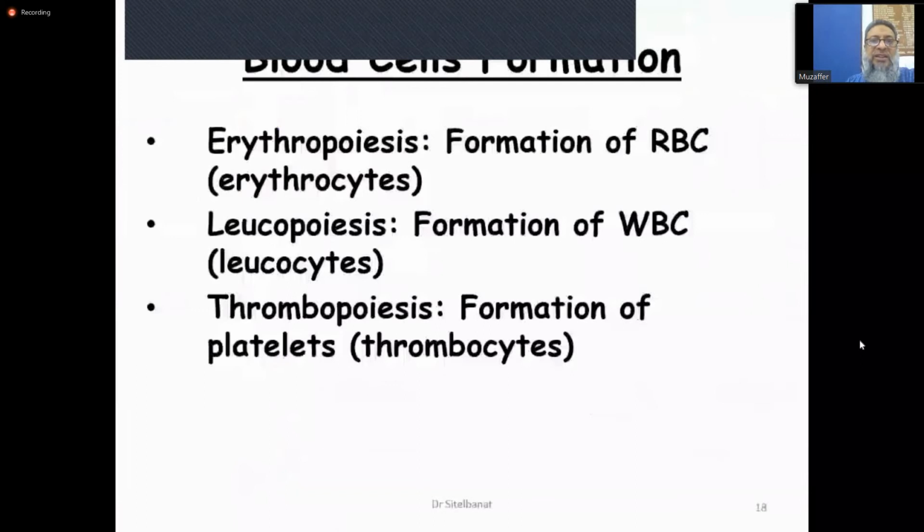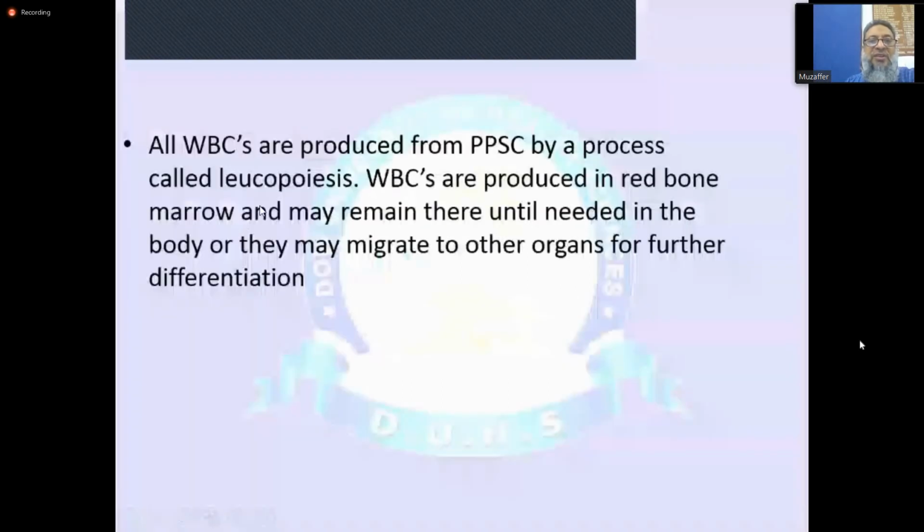We all know that these cells are formed from the very basic hematopoietic stem cell. When we talk about leukopoiesis, it is the formation of WBCs or leukocytes. When we talk about the formation of RBCs, we say erythropoiesis. But when we discuss the formation of platelets, meaning thrombocytes, it is known as thrombopoiesis. So all WBCs are produced from the pluripotent stem cells by a process called leukopoiesis.